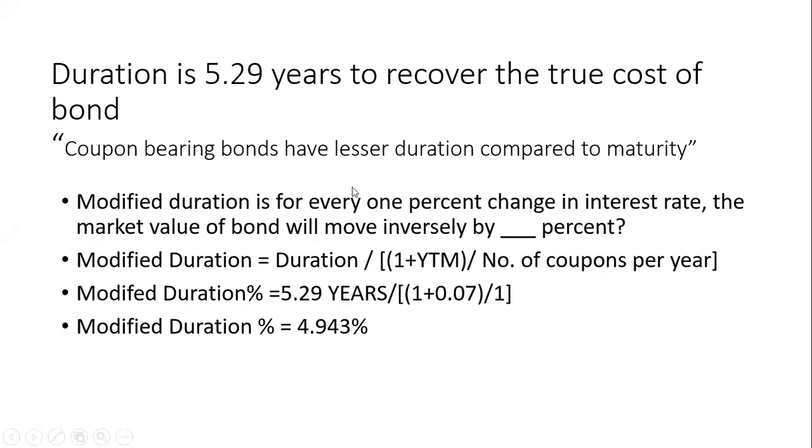Modified duration is for every 1% change in interest rate. When interest rate moves up or down by 1%, it will affect the market price of bond inversely by that percentage. In modified duration, first you have to solve with Macaulay duration. Macaulay duration is the numerator, divided by 1 plus YTM, required rate of return for investor, divided by number of coupons per year.